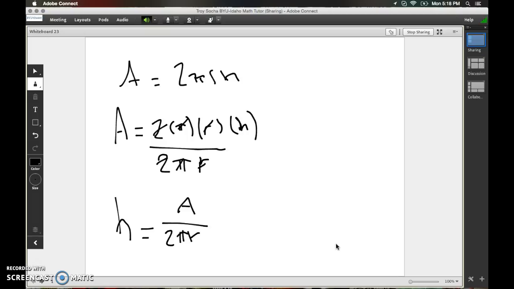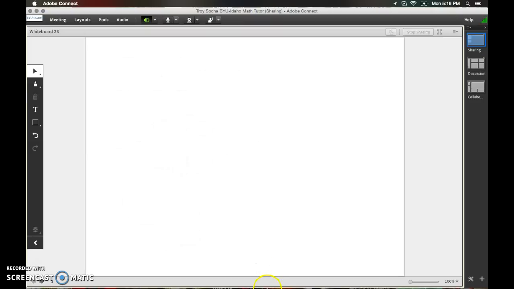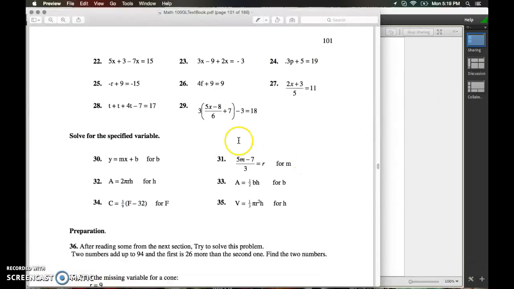So if we happen to know a and we happen to know r, we can find h. We just plug them into our formula here, and now we have a formula for h instead of a. We started out with a formula for A, and now we ended with a formula for H. I'm going to do one more of these, and it'll kind of help you understand where I'm going with this. So, this right here, we're going to do number 35.